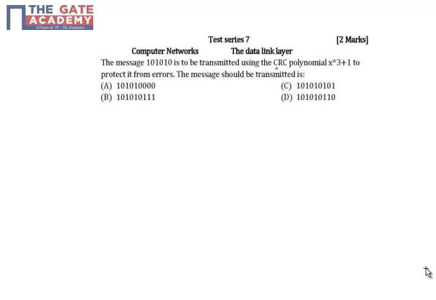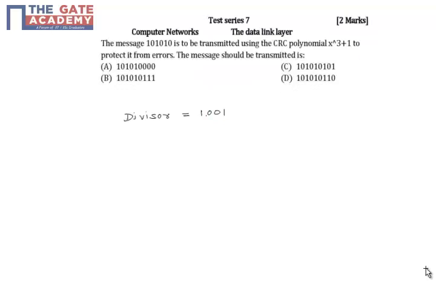In the question, we are told that the CRC polynomial is x cube plus 1. That means the divisor is 1001, which corresponds to this polynomial. Since the divisor is 4 bits, we will have n-1, that means 3 bits of CRC. So let us calculate the CRC using binary division.